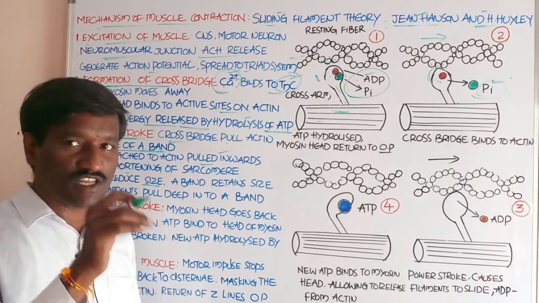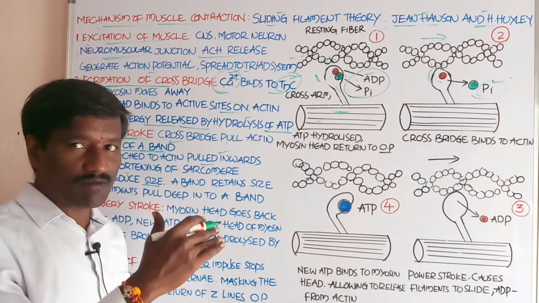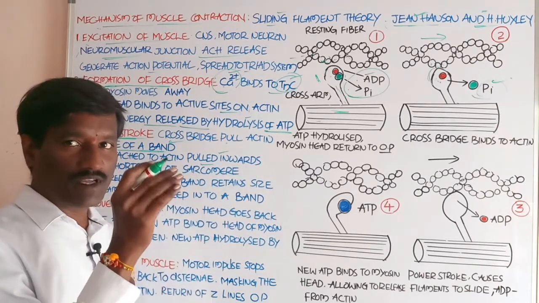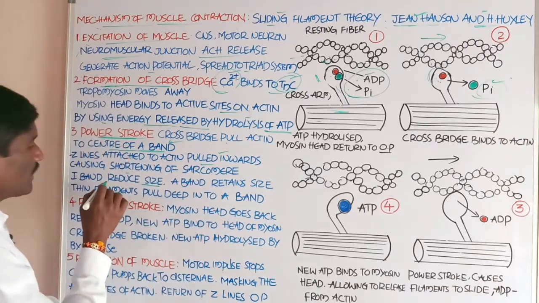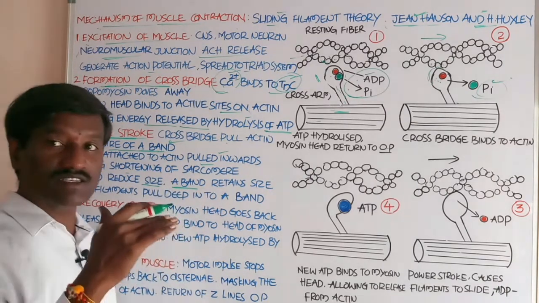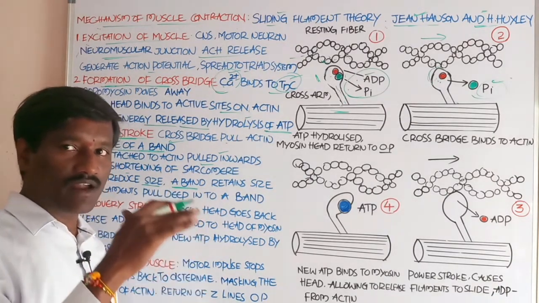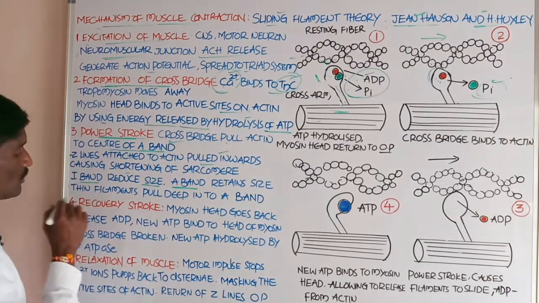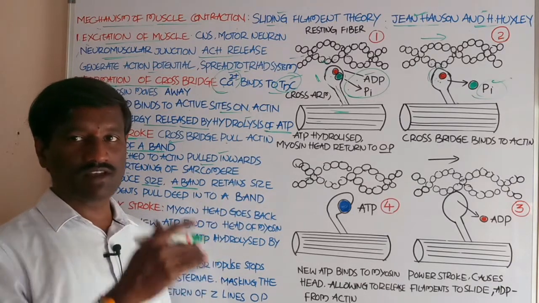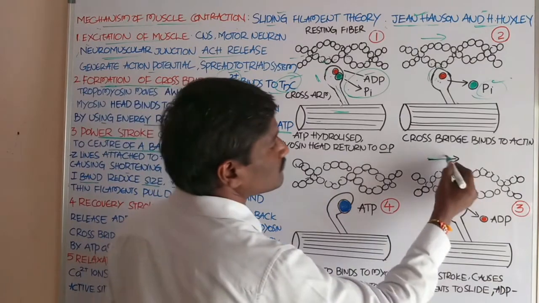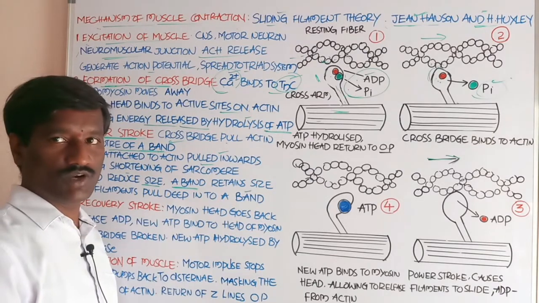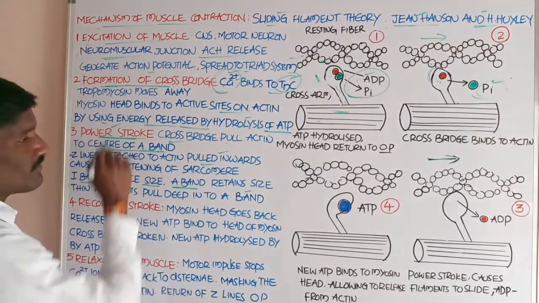The I band is made of thin filament. Thin filaments are pulled inwards into the center of the sarcomere, which causes the reduction in the size of the I band, and the A band retains its size. Also thin filaments, or the actin filaments, are pulled deep into the middle part of the A band. Okay, student, and this is about the power stroke.